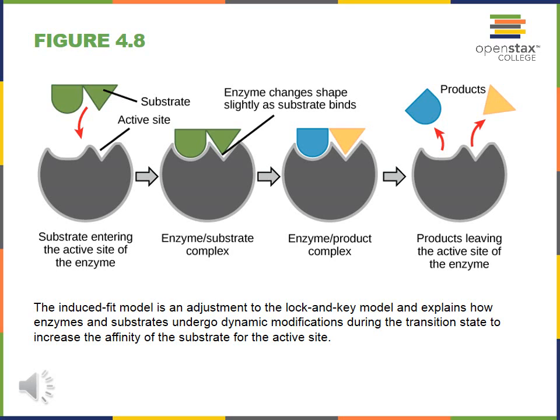Once those are locked in, the substrates can now be altered by the enzyme into products, and they're very specific products. Again, we're looking for specific end products, and so once they turn into the specific products we need, the blue half circle and the yellow triangle, the enzyme will release them and they will go on their merry way to do whatever it is they're going to do. And then you'll notice that the enzyme on the very end will go back to its original shape, and it can work again and again and again, millions and billions of times over.